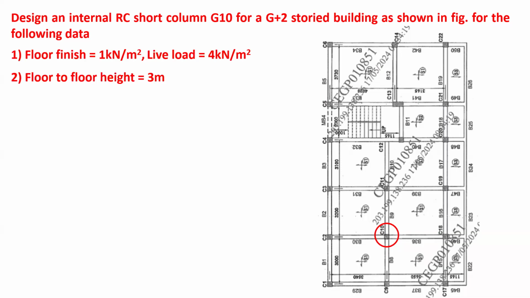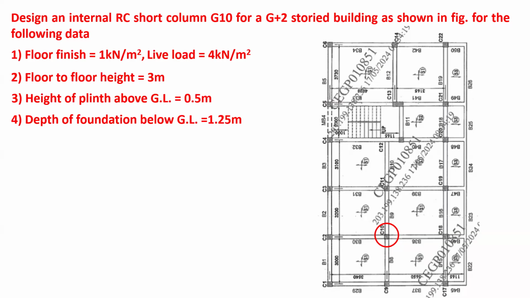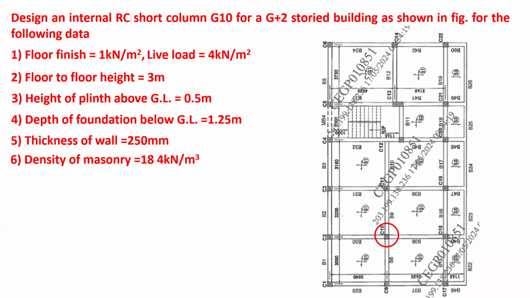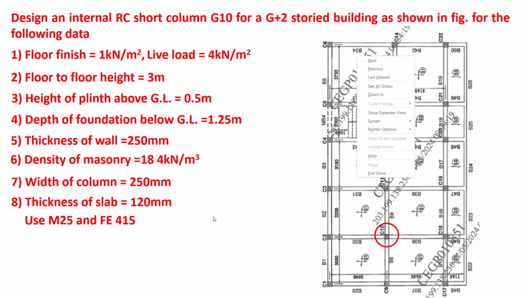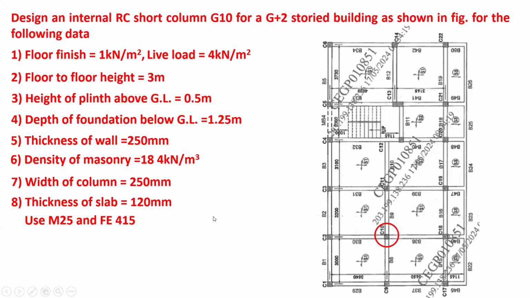This diagram was given for the question in the examination, but I have taken another data. Different values are given: floor finish, live load, floor to floor height, height of plinth above ground level, depth of foundation below ground level, thickness of wall, density of masonry, width of column, thickness of slab, and use. Actually M25 and Fe415.